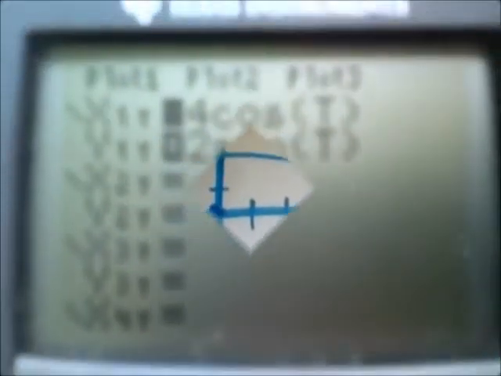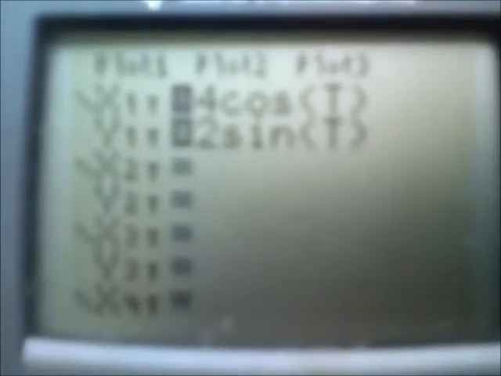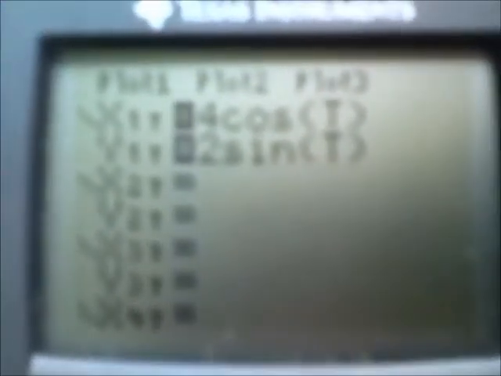Go back to the original equations, which are x equals 4 cosine t and y equals 2 sine t, to find the direction. Let's graph it. As you just saw, the starting point was at 4, 0, and the motion of the ellipse is counterclockwise.